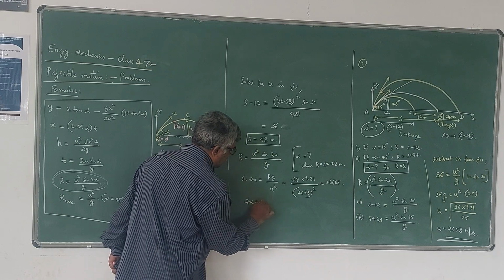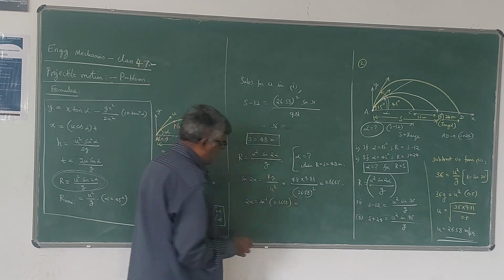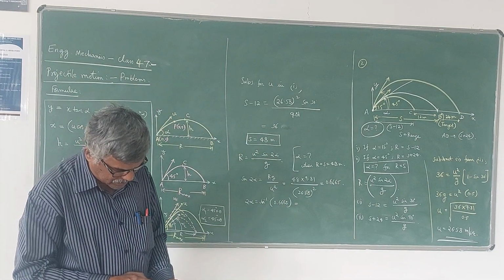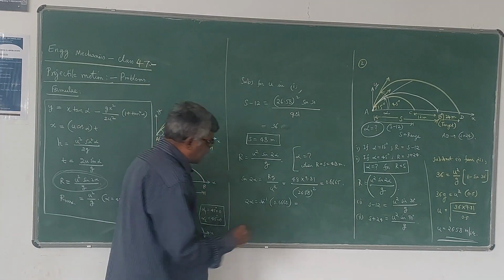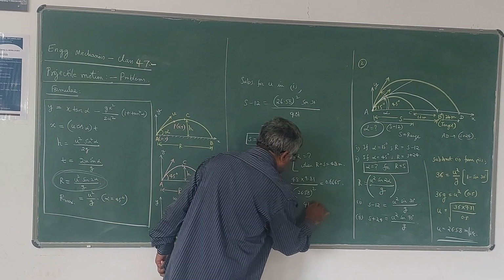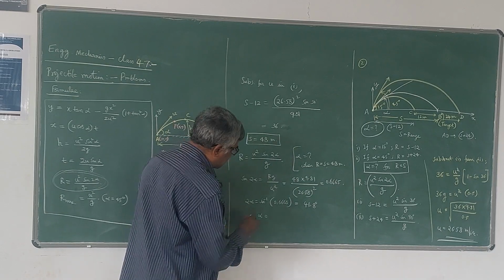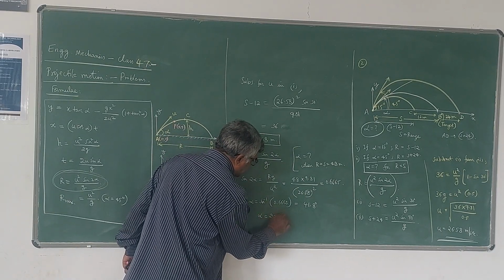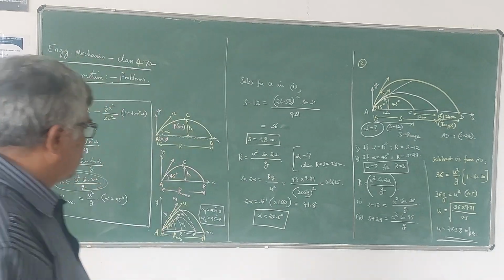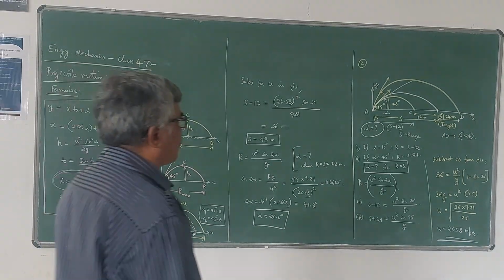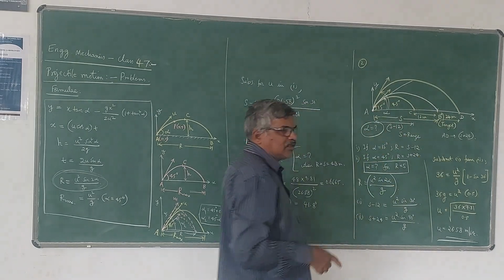Therefore 2 alpha is equal to sin inverse of 0.6665, which is 41.8 degrees. Therefore alpha is half of that, that is 20.6 degrees. That means if you project the object with an angle of 20.6 degrees, it will hit the target. That is, the range is 48 meters. The target is at a distance of 48 meters.